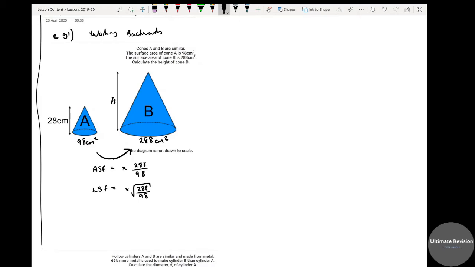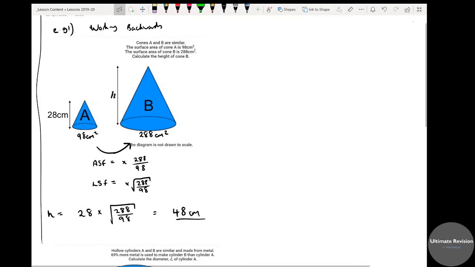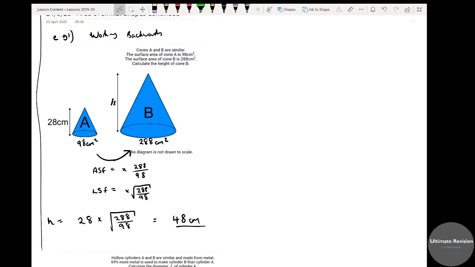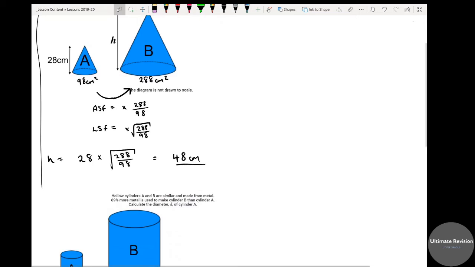If I follow the arrows now, it's 28, because that's my known length. So H must equal 28 times the length scale factor, which was the square root of 288 over 98. If I do that, you'll find actually quite a nice answer, which is good. It's 48 centimeters. So that's how you do that. Most people just times it by the area scale factor, but you are better than that. Remember to square root it because you're talking about lengths, not areas.